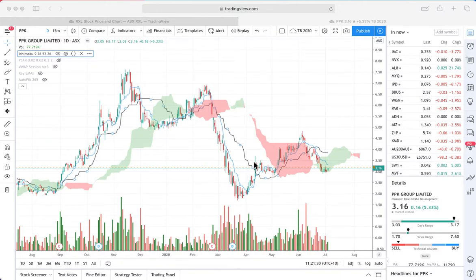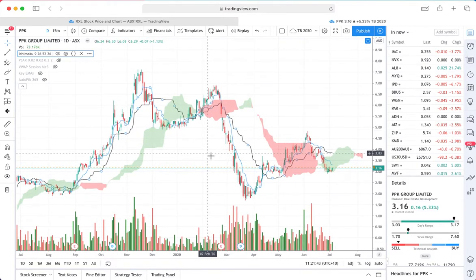Today we're going to be taking a look at the Ichimoku, or the Ichimoku clouds. Now, this is what's being displayed here along with a price chart of PPK. What you'll notice at first is it may look quite messy, but the important thing to know here is that green is support, red is resistance, and the blue line is what's called the conversion line, and my black line here is called the baseline.